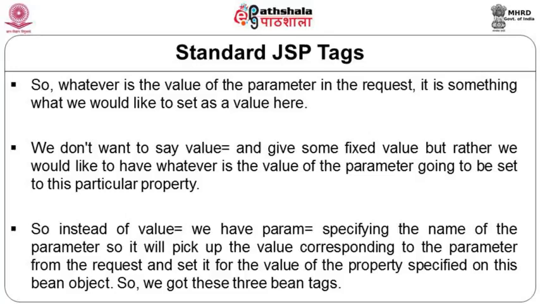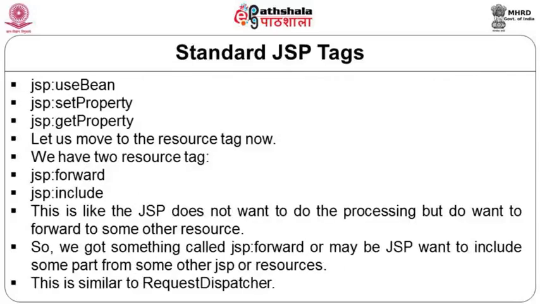So, we got these three bean tags: jsp:useBean, jsp:getProperty, and jsp:setProperty. Three tags. We move on to the resource tags. We have two resource tags here. This is for when the JSP does not want to do the processing, but would like to forward to some other resource. So, we have something called jsp:forward, or maybe the JSP wants to include some part from some other JSP or some other resource.